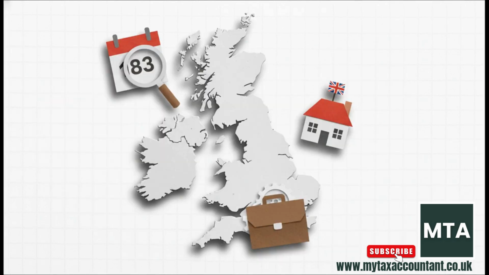Now, if those overseas tests don't get you a clear answer, you move on to the automatic UK tests. These are just as straightforward. The most famous one is the 183-day rule. If you spend half the tax year or more here, you are automatically a UK resident. End of story. The other 2 are pretty clear too. If your only home is in the UK or you work full-time here, you're also automatically resident.